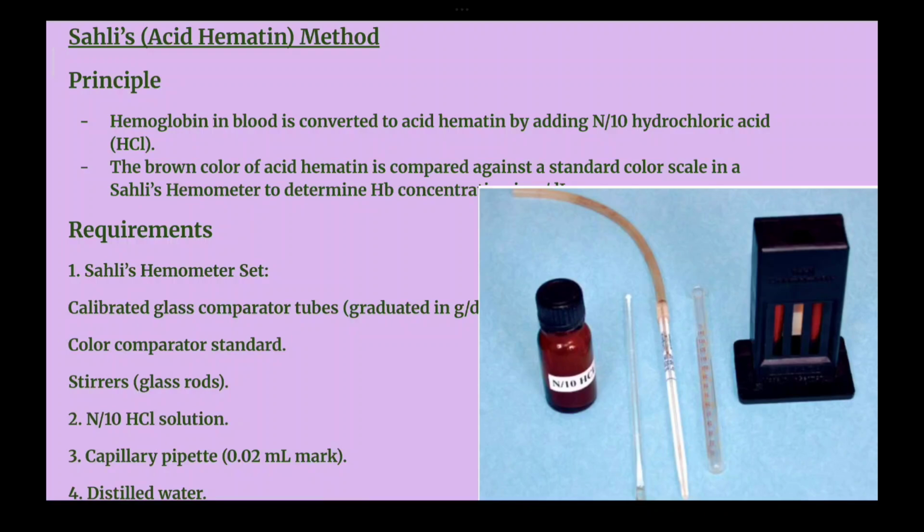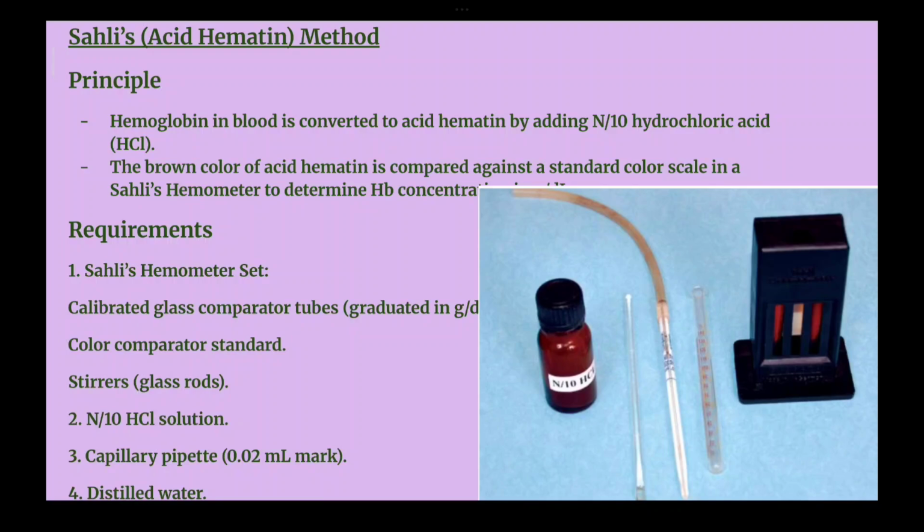The requirements to conduct Sahli's method are a Sahli's hemoglobinometer set, a calibrated glass comparator tube which has gradations in gram per deciliter, and the color comparator standard, as well as a stirrer or a glass rod. We have N/10 hydrochloric acid solution, and a capillary pipette with 0.02 ml marking, and distilled water. So these are the requirements for Sahli's acid hematin method.